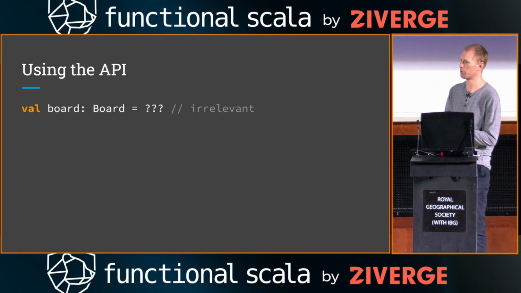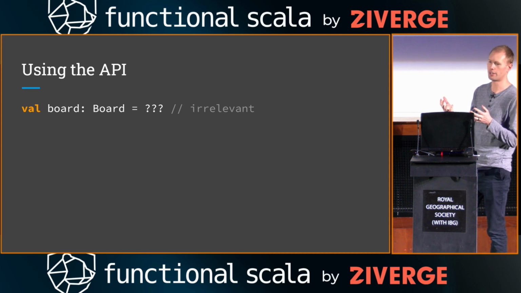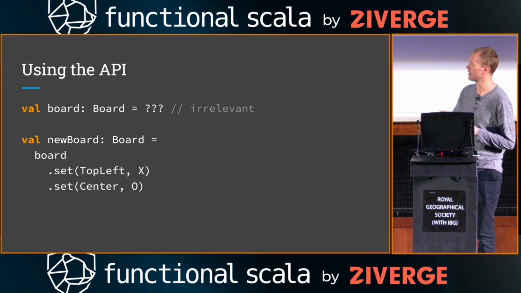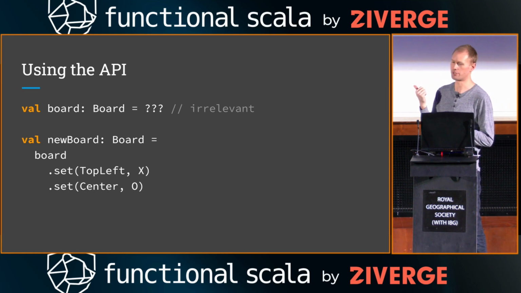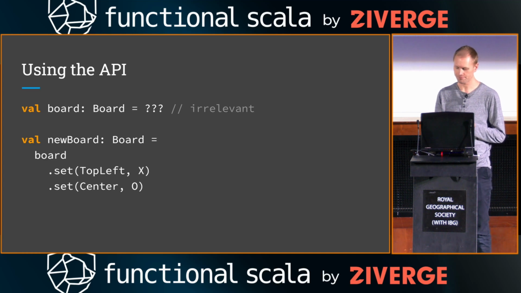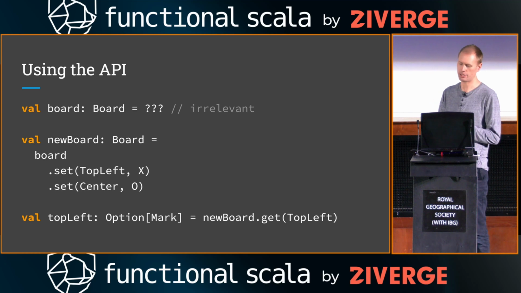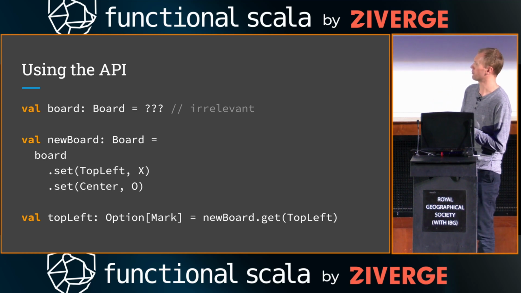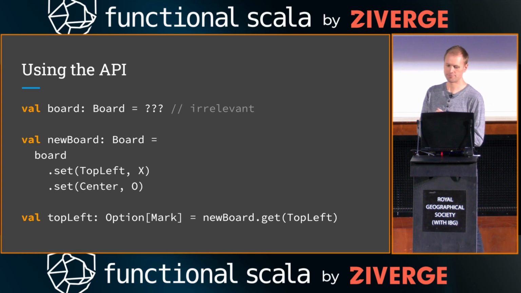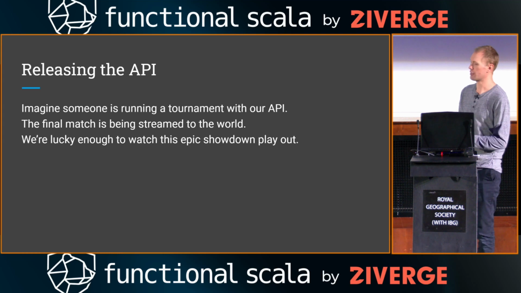So let's see how we use the API. So let's say we have a board. We actually don't care how it's constructed, but let's just imagine that we have a board. And we're going to go ahead and set some positions on this board, the top left to X, the center to O. And then we can query the board, like let's get the top left out. It's going to be an Option of Mark. We can see that the top left is going to be X in this case.